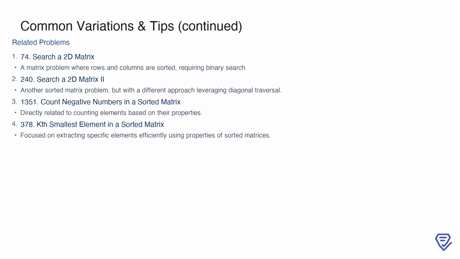Lastly, problem 378, kth smallest element in a sorted matrix, focuses on extracting specific elements from a sorted matrix, again using its properties to optimize the solution. These problems highlight how recognizing the inherent structure of the data can streamline your approach.